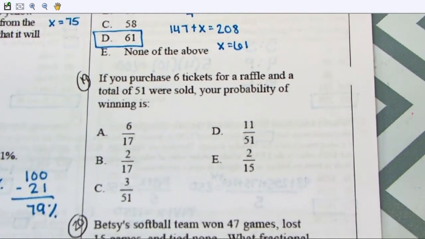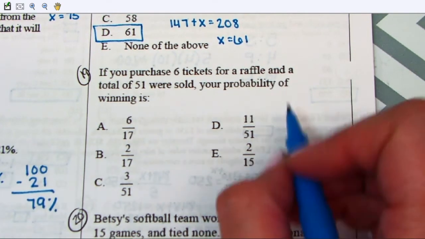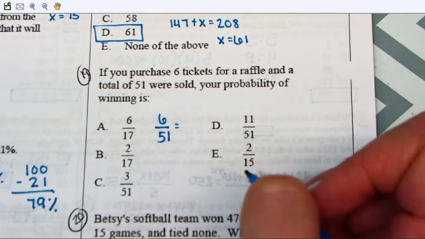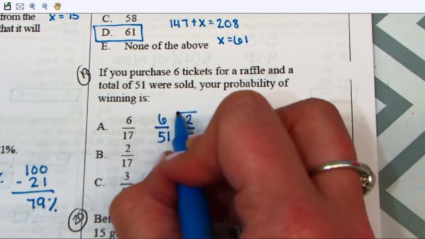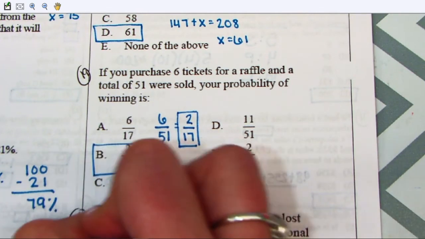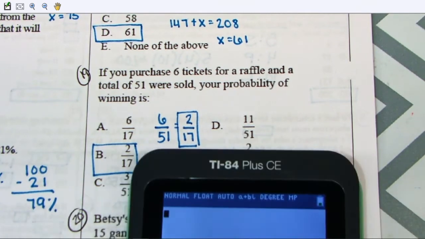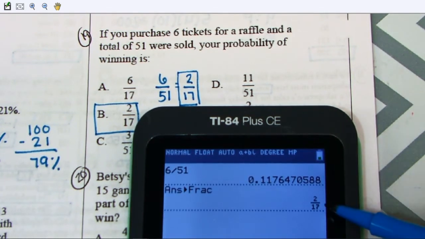Number 19, if you purchase 6 tickets for a raffle and 51 are sold, what is the probability of you winning? Well, there are a total of 51 tickets. You bought 6 of them. If you reduce 6 over 51, you get 2 out of 17. So you have a 2 out of 17 chance of winning. Remember, when you're reducing these fractions, if you don't know how to do it, you can just put it in your calculator. If you don't recognize that that can simplify, just change it to a decimal and put it back to a fraction. It will automatically reduce it for you.